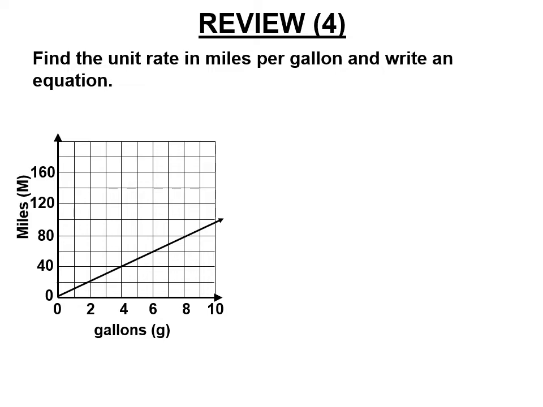All right, so find the unit rate in miles per gallon and write an equation. Okay, so this is proportional. It starts at 0, 0. Now, what is going on here? First of all, let's fill in the scale. Halfway to 40 is 20. So these are going up by 20. These are going up by 1s as usual.